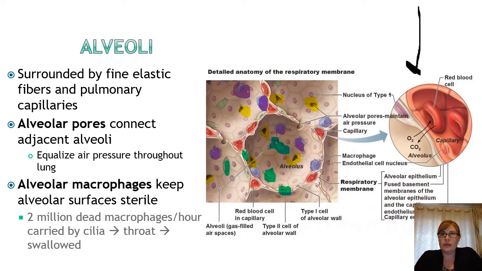Then over here, we have a depiction of what's happening at this boundary between the alveolus and the capillary. The big take-home message with all of this is that we want to have gases exchange: oxygen into the capillary, carbon dioxide out of the capillary, into the alveolus, and then out of the body. This happens very quickly because of the thickness of the walls.